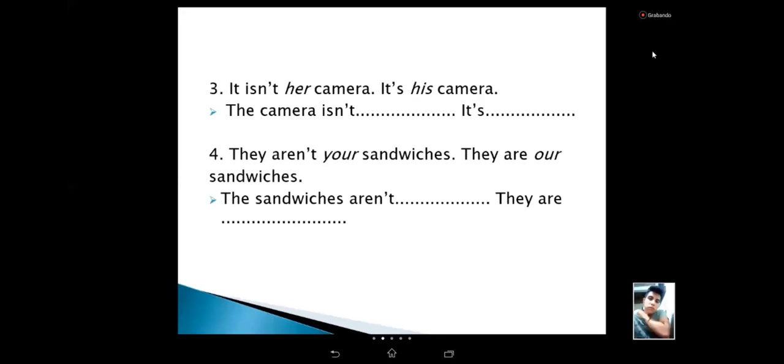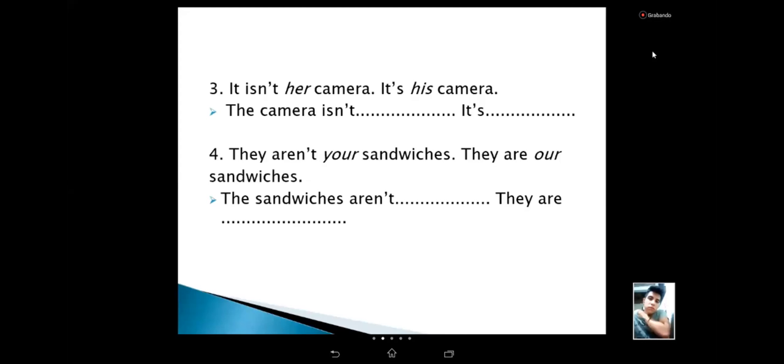The camera is in her. Mine. The camera is not hers. It's his. The camera isn't hers. Hers, exactly. Hers. Mm-hmm. And the second. It's his. Como se escucha igual.